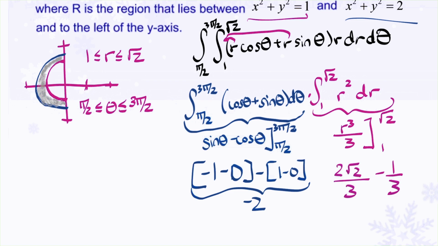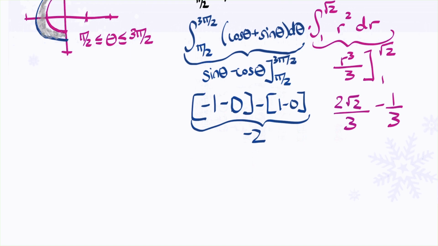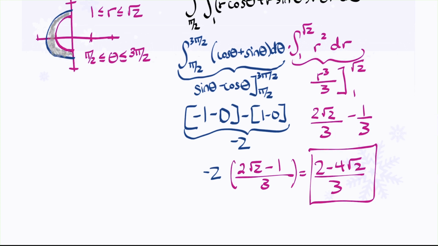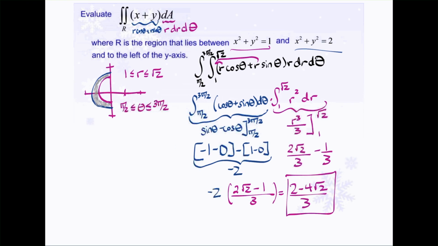Okay, so finally let's bring it together. It is the product. So it is -2 times the following, 2 radical 2 minus 1 all over 3. So if I want to simplify, I get 2 minus 4 radical 2 all over 3. So fun. Love it. There it is.